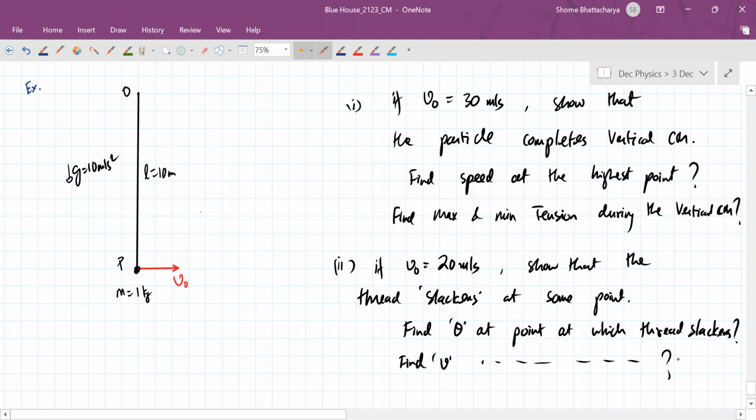If you already know the analysis, the two critical values, root 2 gL and root 5 gL, and how to relate V naught in different conditions with respect to these two, then you can understand which case is taking place for a given value of V naught, like 30 or 20, very easily. Then you just have to apply the two equations required: one is the work energy relation and the other is the free body diagram relation. So just try out this question, and I'm just going through the question that you have sent.